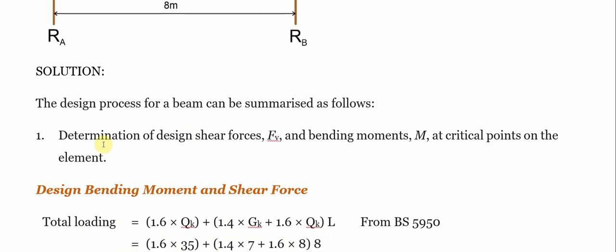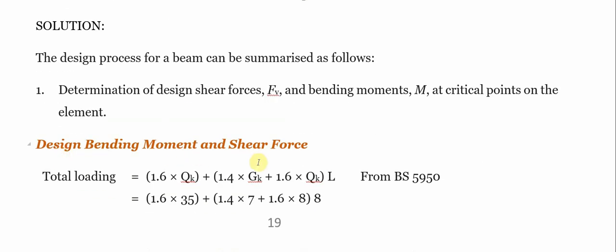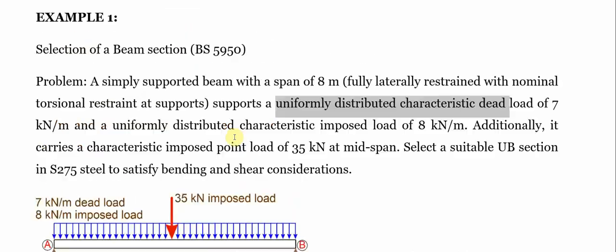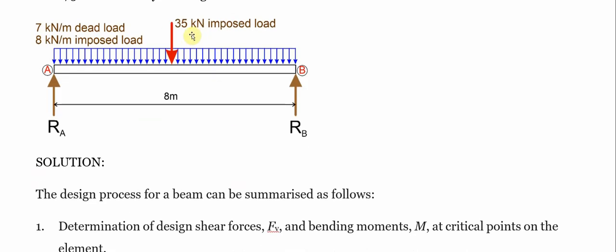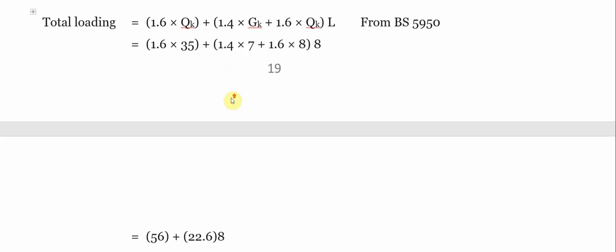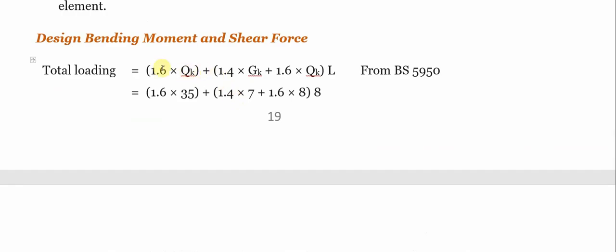So let us see the first procedure: design bending moment and shear force. How do we go about that? We get the total loading by using 1.6 to multiply our imposed load and 1.4 to multiply our dead load. As you can see here, we have 2 imposed loads and 1 dead load. So this one is for the uniformly distributed load, 1.4 times dead load plus 1.6 times Qk.